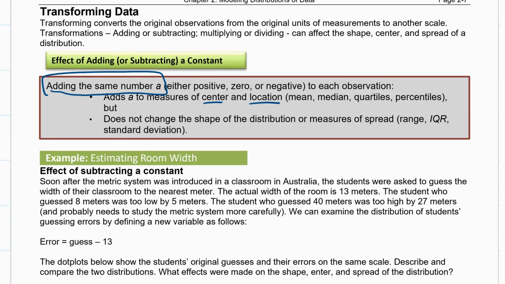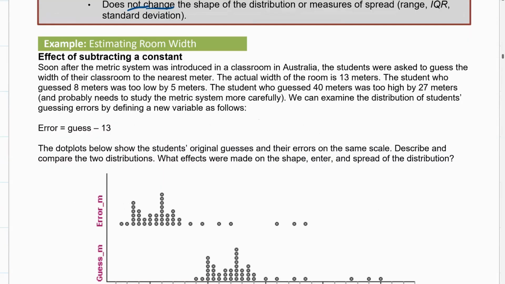But what's interesting is that if we add the same number to all the observations, it has no change in terms of measurements of spread. That is range, IQR, and standard deviation. Let's take a look at this idea in the context of a problem.